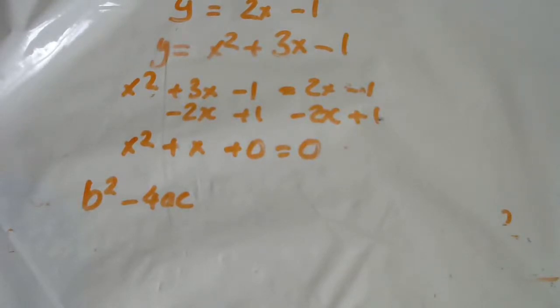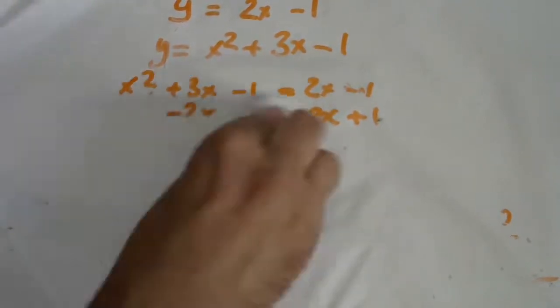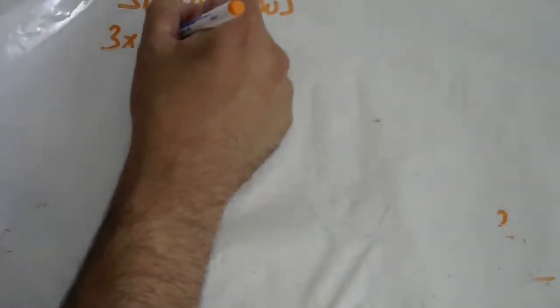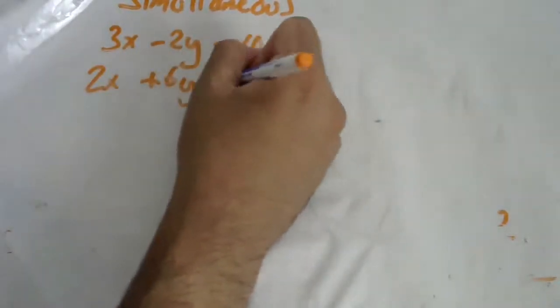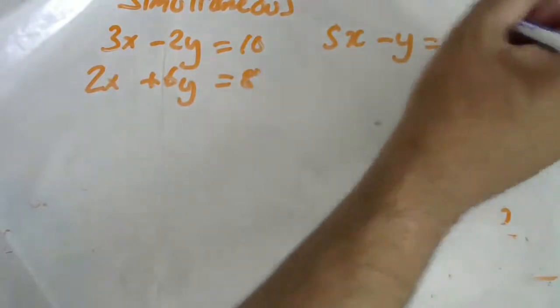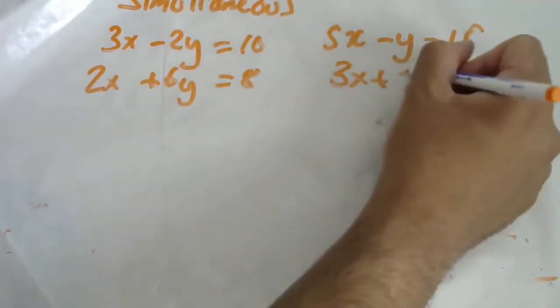Right. Okay, so I'm going to set you homework for today now. And we're done here. So here's your homework. 2 simultaneous equations to solve, which are the normal simultaneous equations, the ones you're used to. And then I'm going to ask you to see how many solutions these quadratic equations have got. So the simultaneous equations are 3x minus 2y equals 10, 2x plus 6y is 8, 5x minus y is 15, and 3x plus 2y is 40.